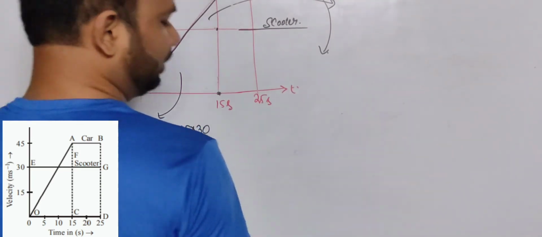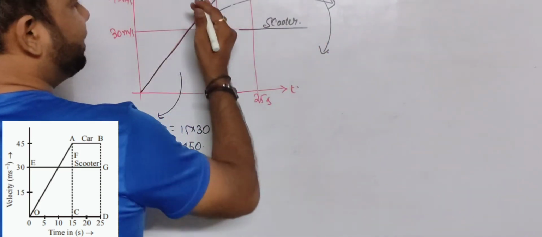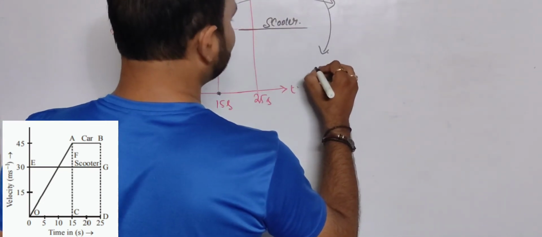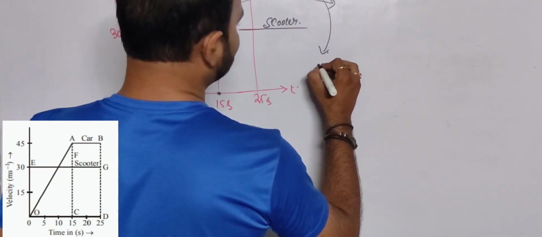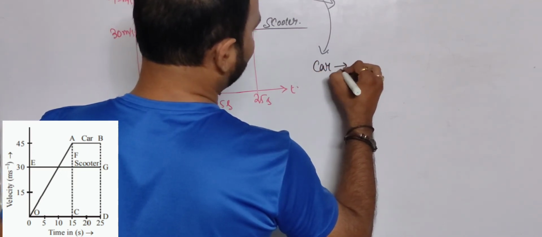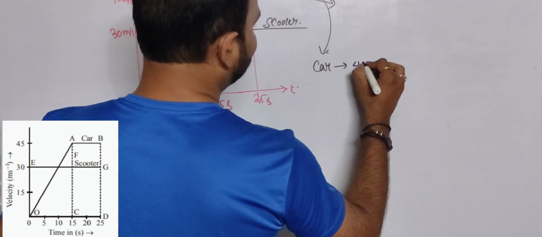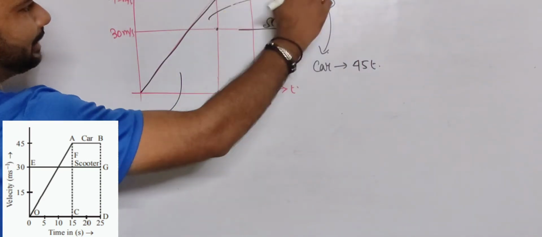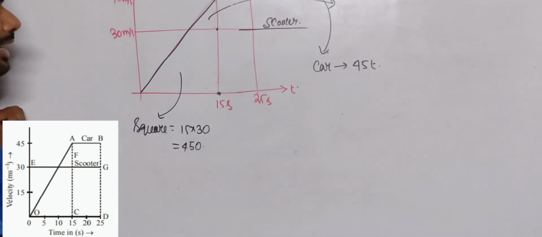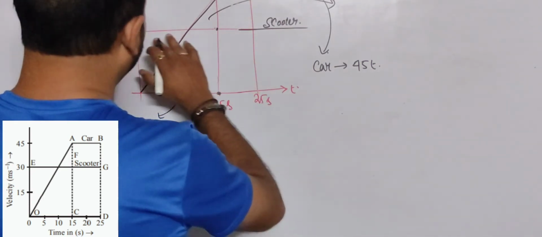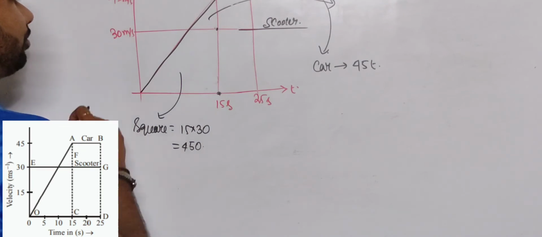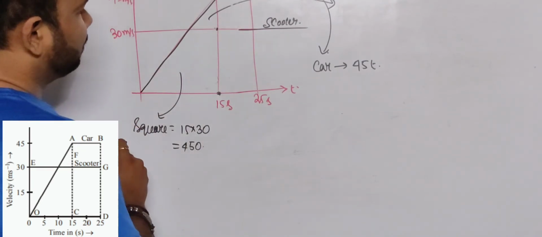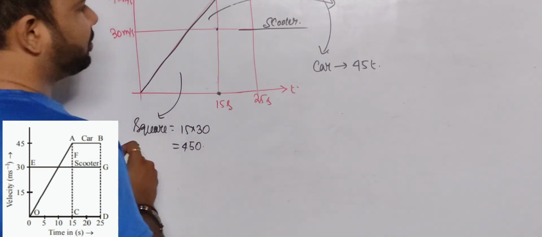Okay, I am considering after 15 seconds. After 15 seconds, the distance covered by the car is 45t, because there is no acceleration over here. This is a simple straight line parallel to the time axis, and in the total course of motion, this scooter was in non-accelerated motion, that is uniform motion.